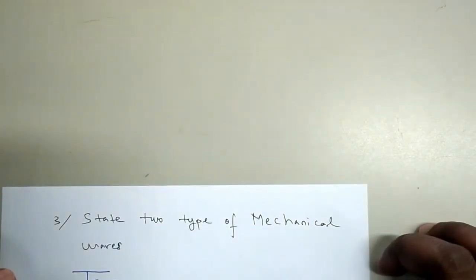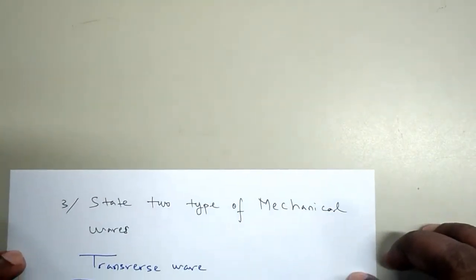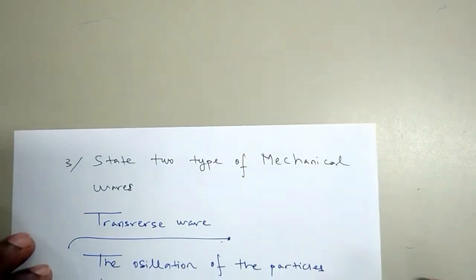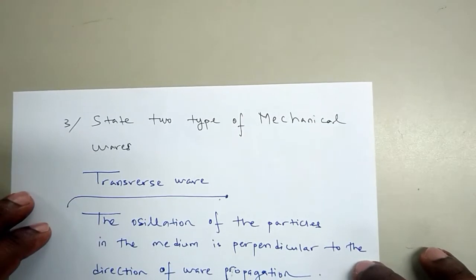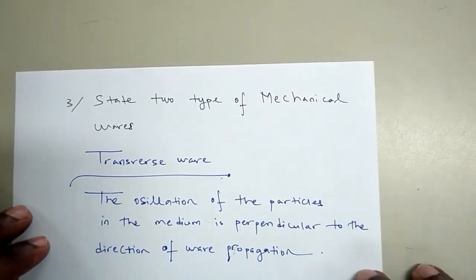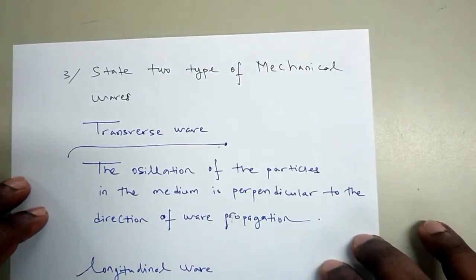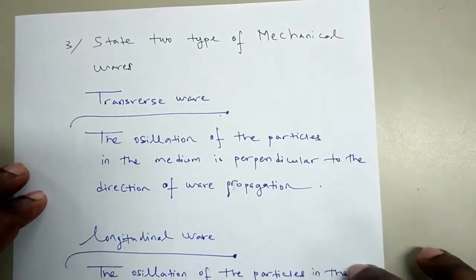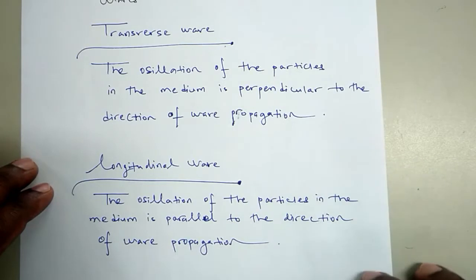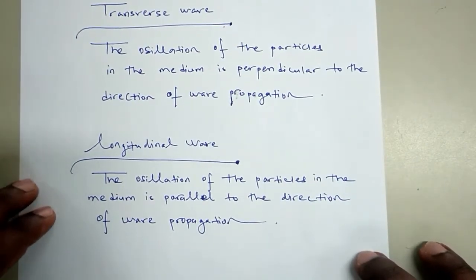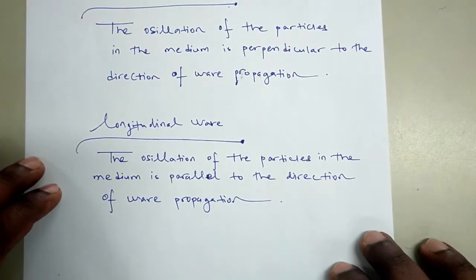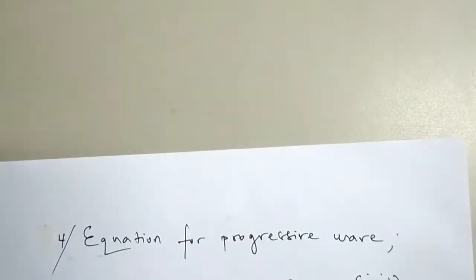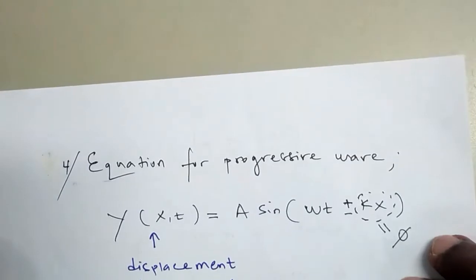State two types of mechanical waves. One is transverse wave. For transverse wave, the oscillations of the particles in the medium are perpendicular to the direction of wave propagation. Whereas for longitudinal wave, the oscillation of the particles in the medium is always parallel to the direction of wave propagation. This is the equation for progressive wave.